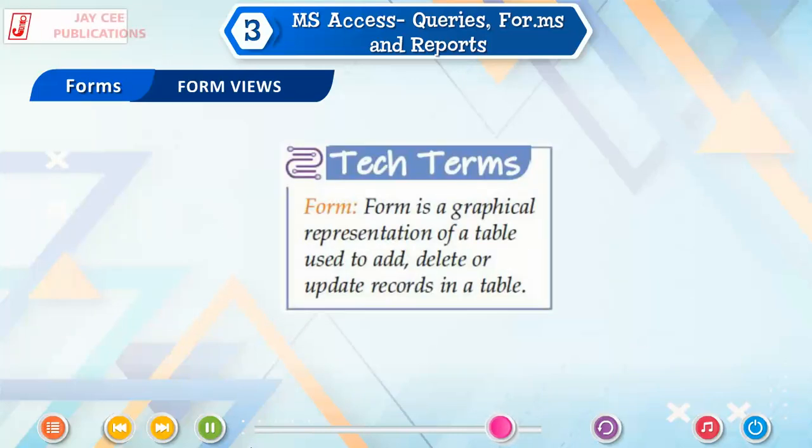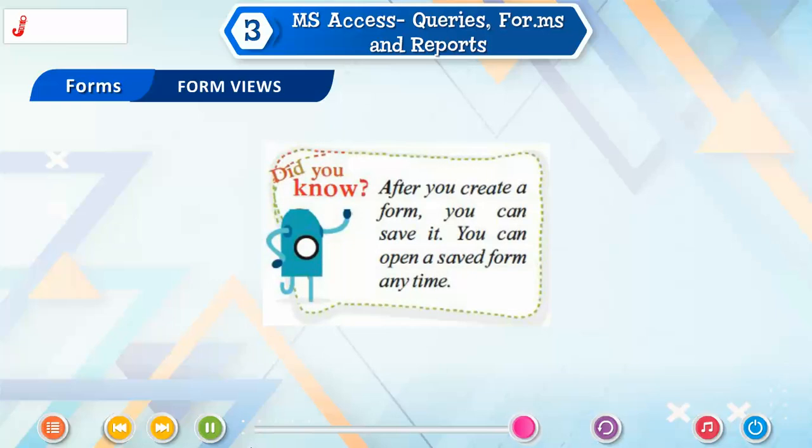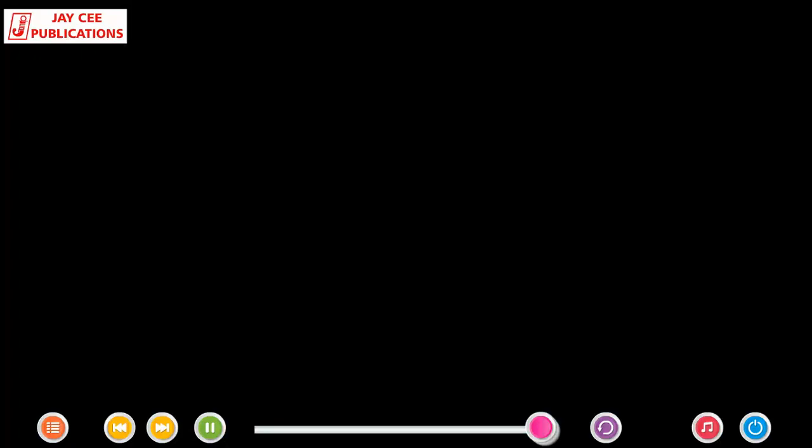Tech terms. Form. Form is a graphical representation of a table used to add, delete or update records in a table. Did you know after you create a form, you can save it? You can open a saved form anytime.